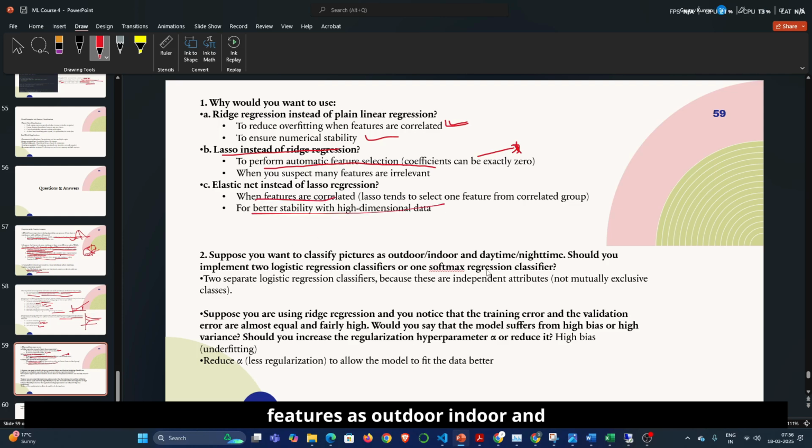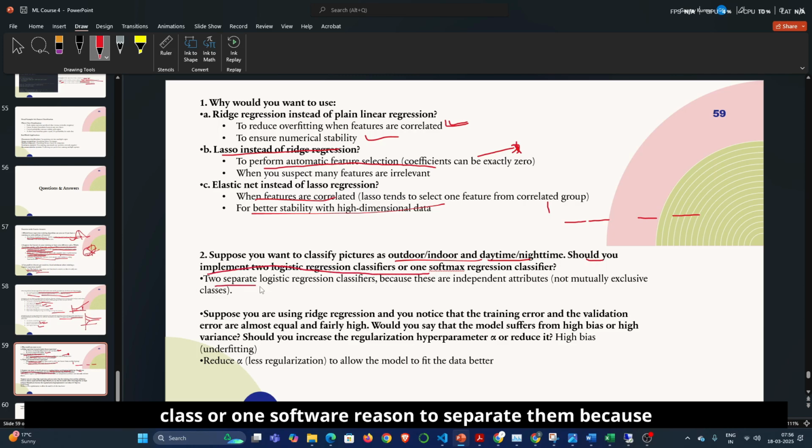Suppose you want to classify pictures as outdoor or indoor, and daytime or nighttime. Do you implement two logistic regressions or one softmax regression? Two separate logistic regressions, because they are independent attributes, not mutually exclusive classes. That's true.